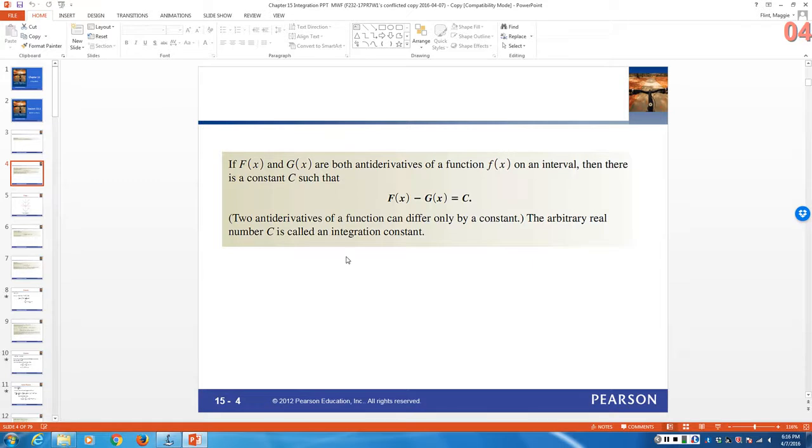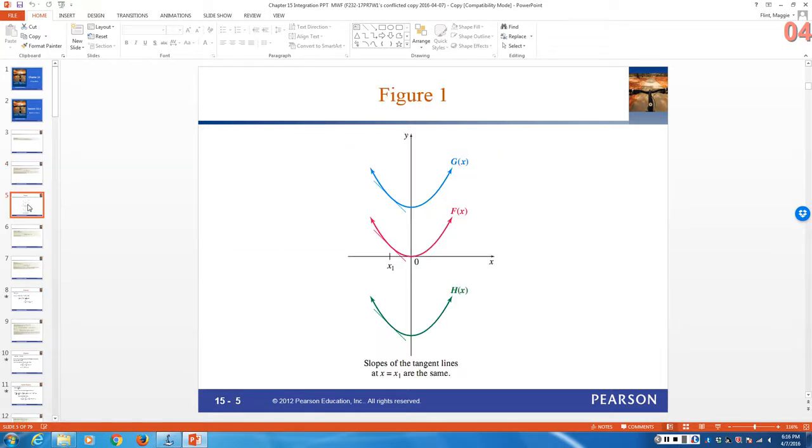Now, to make that make any kind of sense, you've got a picture on the front page of your notes. So these are three derivatives of three different functions. But they all look the same. What's the only difference between them? Where they cross the y-axis. And what is it in a function that tells you where that function crosses the y-axis? Like if you've got ax squared plus bx plus c, what tells you where it crosses the y-axis?